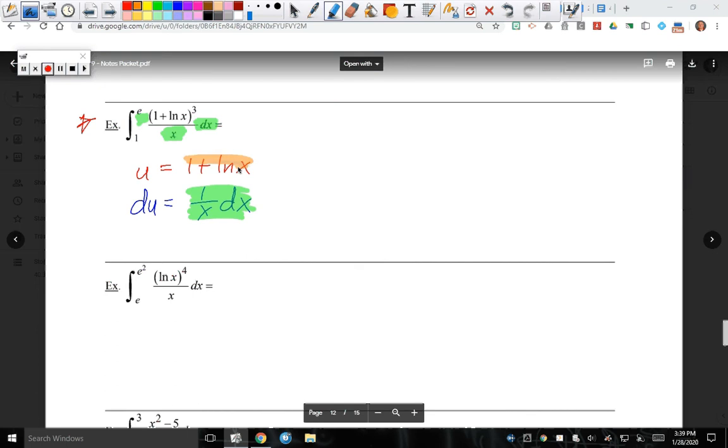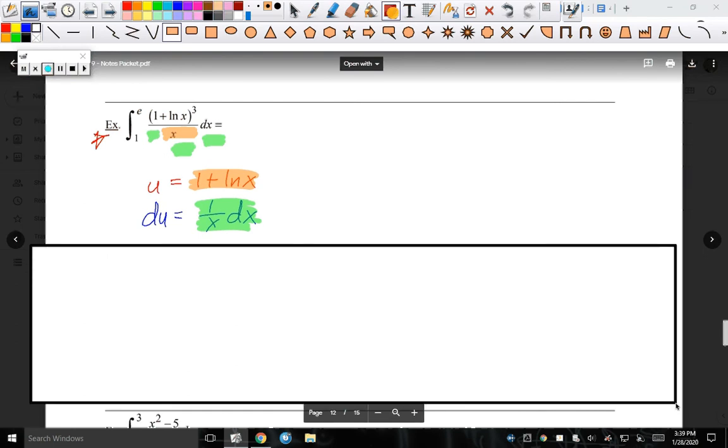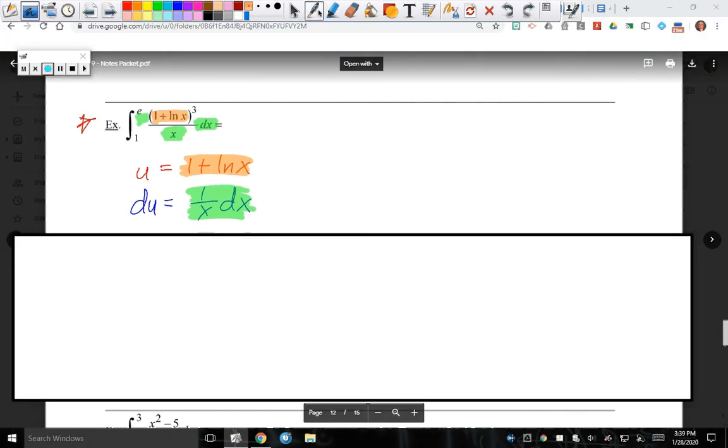X plus, or 1 plus natural log of x is all u. Wait, we run into a problem. Uh-oh, what problem? When we're doing the bounds. Okay, we have to change the bounds, right? So the limits of integration will now become in terms of u. Let's go through the nether portal. Here we go.